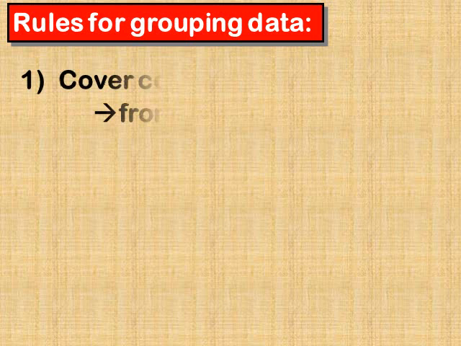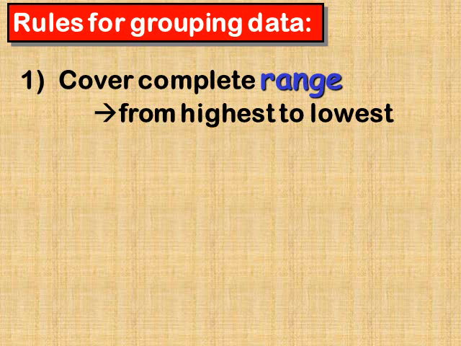Rules for grouping data. The first thing you want to do is cover the complete range of data. So you want to include the largest value as well as the smallest value. To find the range of data, you subtract the lowest value from the largest value.